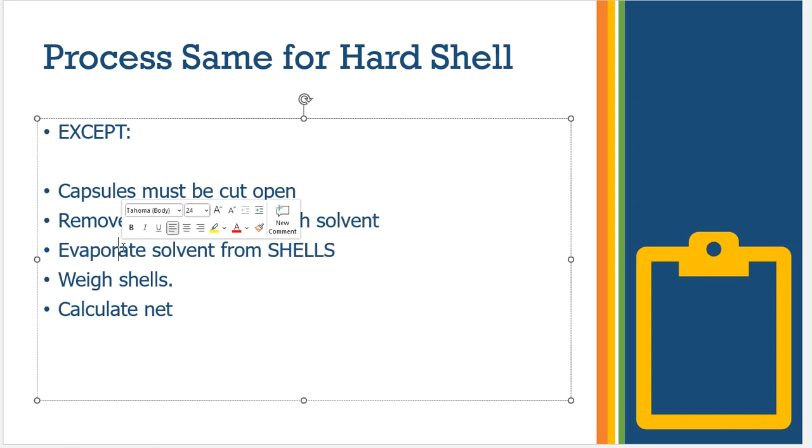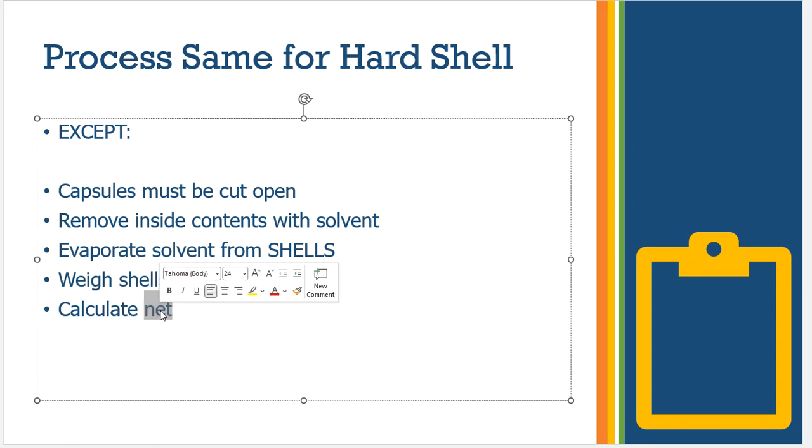And we have to evaporate the solvent from the shells. A lot of times this is simply done by laying the shells out on a petri dish or a container and just letting the solvent evaporate. That's really all that we do. We don't even need heat. We just let it naturally evaporate for 30 minutes or so on the lab countertop. And then, just like before, we weigh the shells, and then we calculate nets, and the math is all the same. There is no difference from that point.